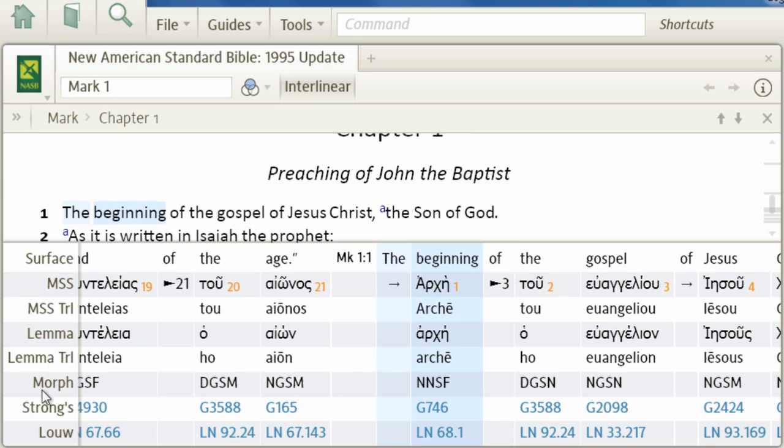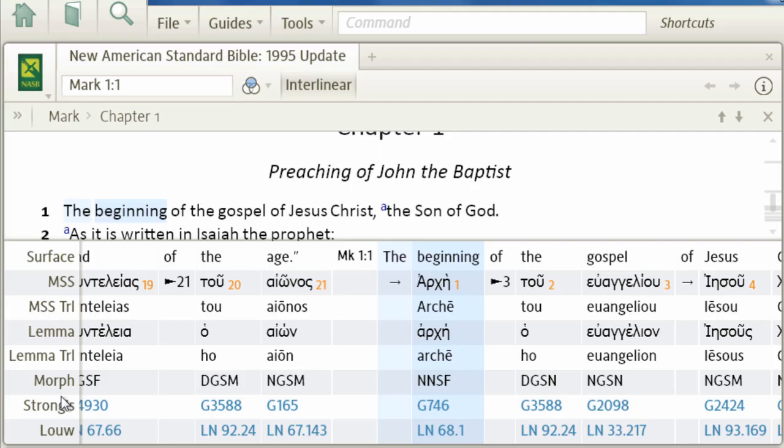Now for the line morph. In the reverse interlinear, morph refers to the form of a word. Is this word a verb or a noun? Is it feminine or masculine? Is it singular or plural?